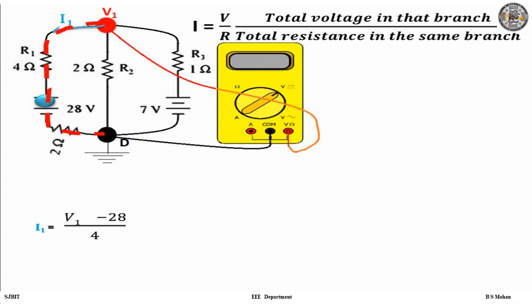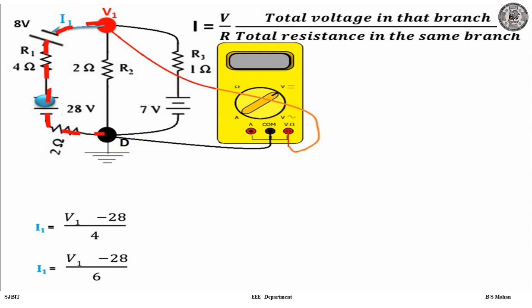So let us take one more example. What if we have 2 ohms in series? Then how do we write it? The answer is (V1 minus 28) by 6. How did we get 6? 4 and 2 are in series, thus it is 4 plus 2, that is 6 ohm.